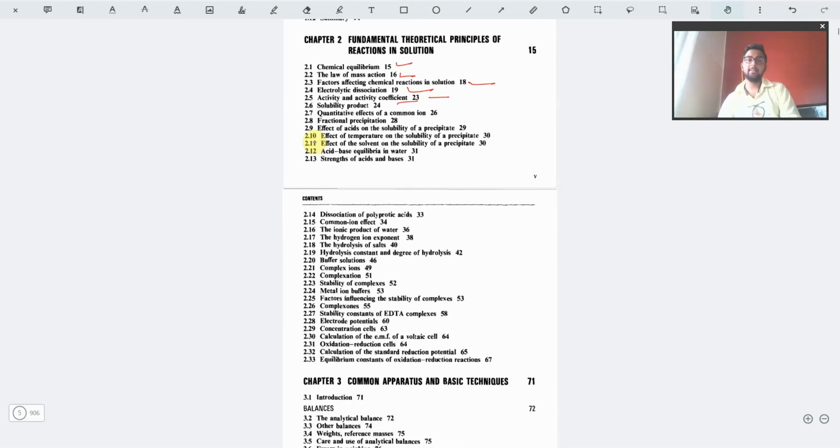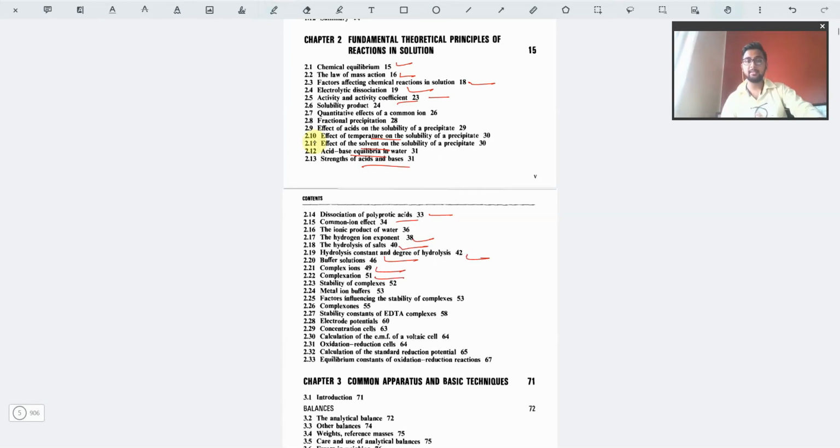Then we have the effect of temperature on solubility product, and the effect of solvent on solubility of the precipitate, acid base equilibria, strengths of acids and bases. Then the discussions related to the acid base part: dissociation of polyprotic acids, common ion effect, hydrogen ion exponent, hydrolysis of salts, degree of hydrolysis, buffer solutions, complex ions. So these were all the acid base concepts.